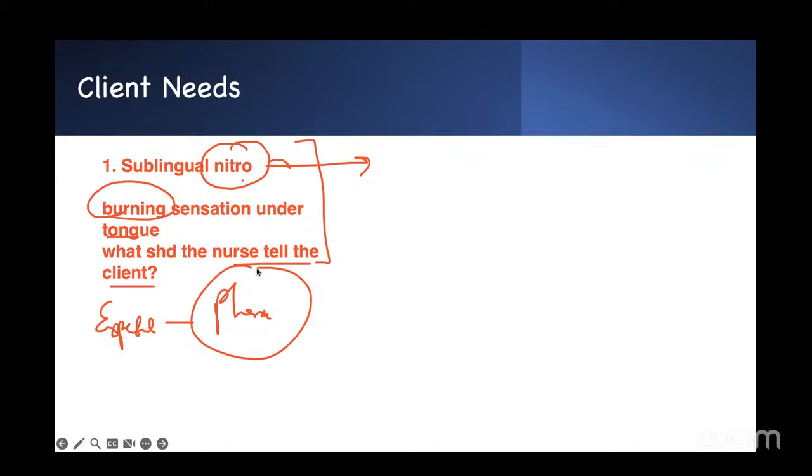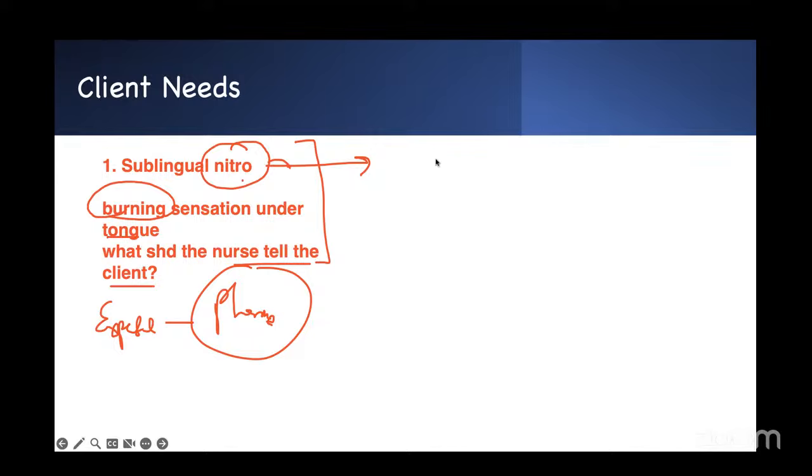I'm doing this video because somebody asked this question. I'm trying to explain how you can use client needs to answer any question in the NCLEX. So this is the first scenario, burning sensation. This is a pharmacology question. We're going to tell the patient it's an expected finding. Keep on taking your medication.